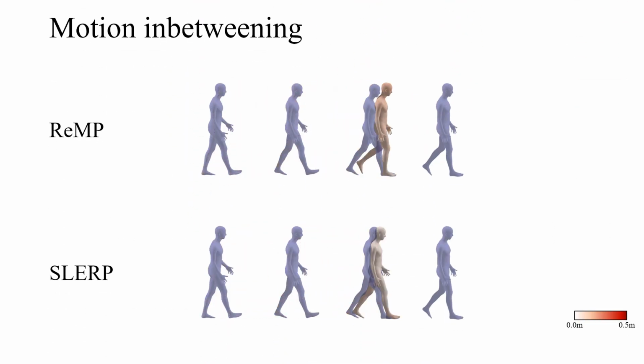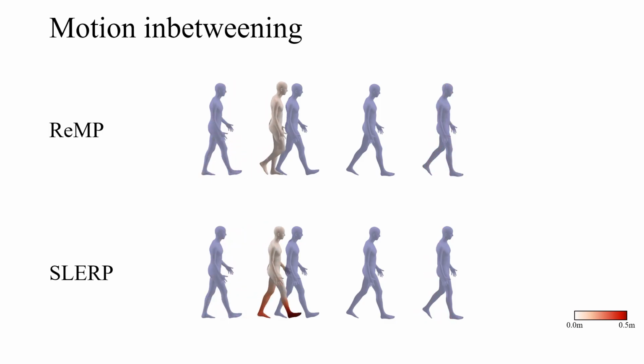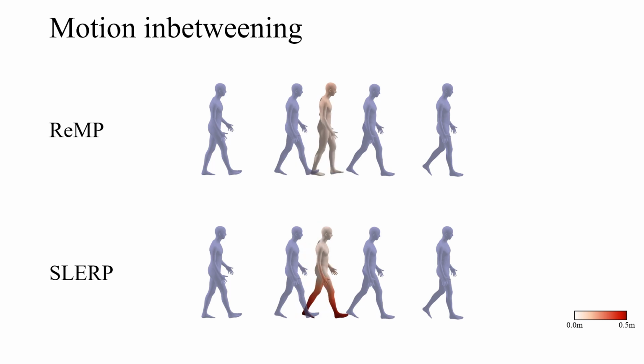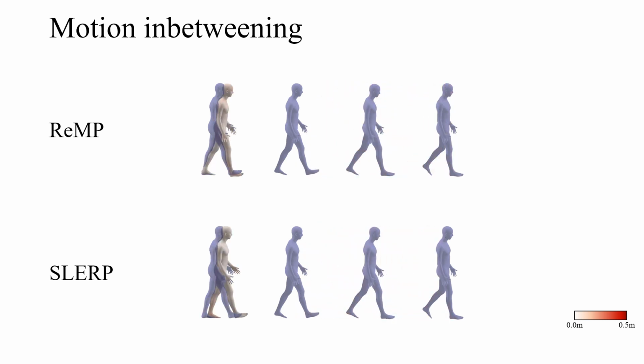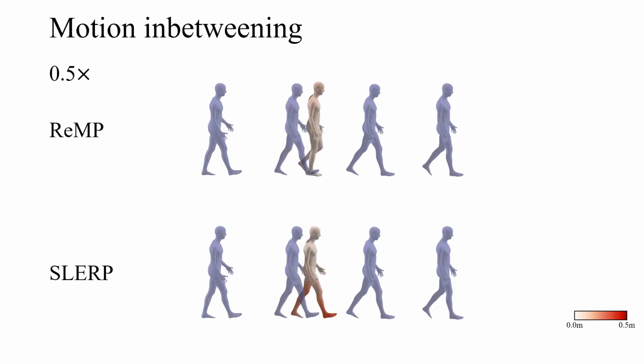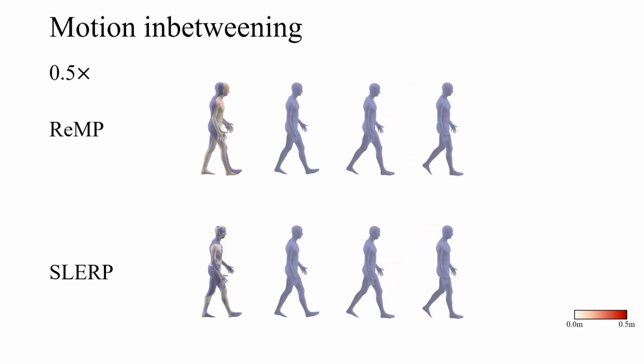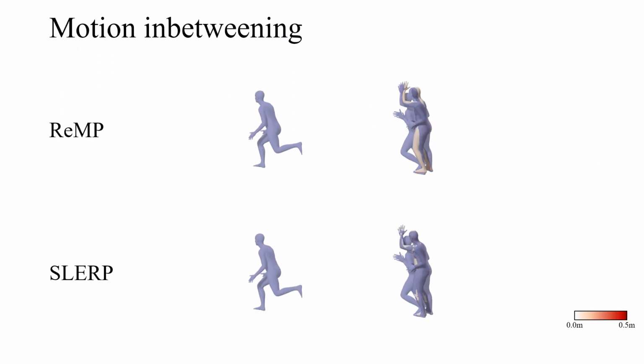This slide shows the result of motion in-betweening. Blue frames are the given frames, and we compare the result with the spherical linear interpolation method. The feet in the result of SLERP do not alternate correctly. Motion in-betweening in a more complex motion is shown in this slide. This is the final slide for the results.